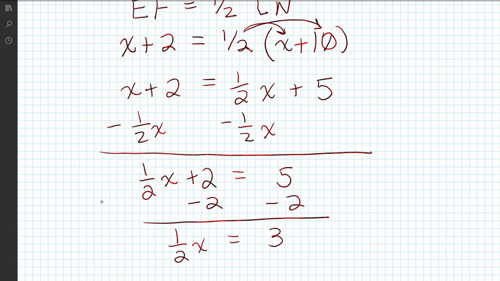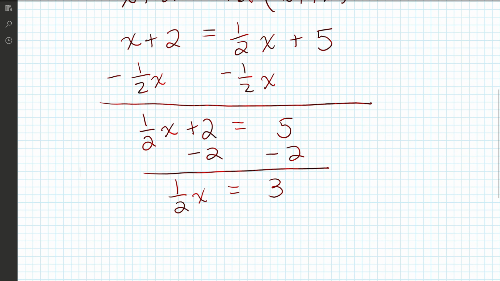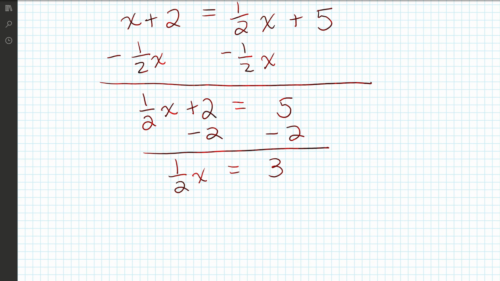All right, so 1/2 x equals 3. The next thing I'm going to do is divide both sides by 1/2. You can even make it simpler if you don't want to deal with the fractions. You know that 1/2 is the same as 0.5, so we can say 0.5x equals 3. If you didn't know that, you can just type in your calculator 1 divided by 2 and it'll get you 0.5.